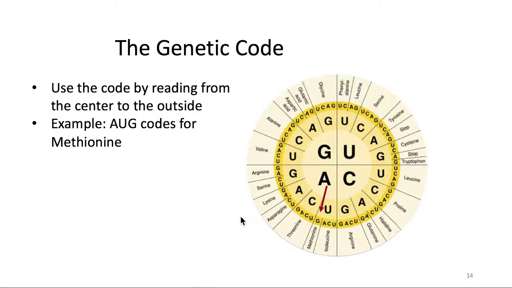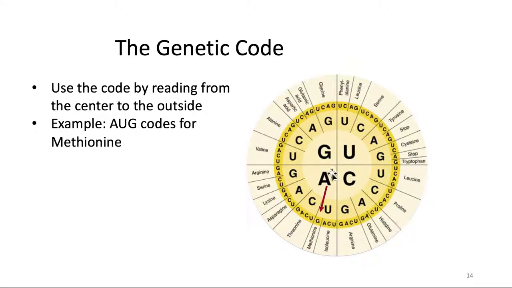Figure out what it means. And you use this by starting in the middle and working your way out. So for example, we want to figure out what AUG means. So we have to start in the middle. So in the middle, I find A. A is right here. So I'm ready to go, and I have to now stay in this quadrant.